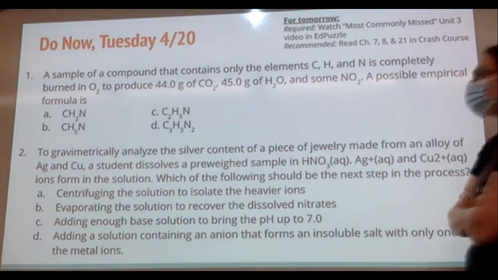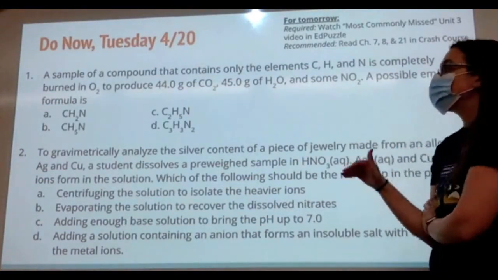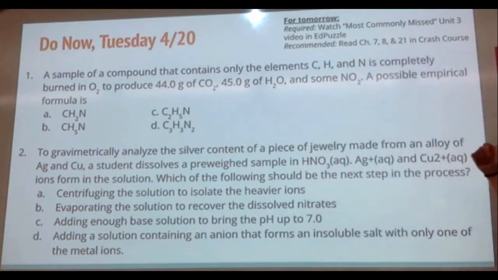Today's do now is 2 multiple choice questions. The do nows will be practice multiple choice or free response questions based on what we've been talking about. Both of these questions came from either Unit 1 or Unit 2. Since they are multiple choice, we will do them without a calculator.